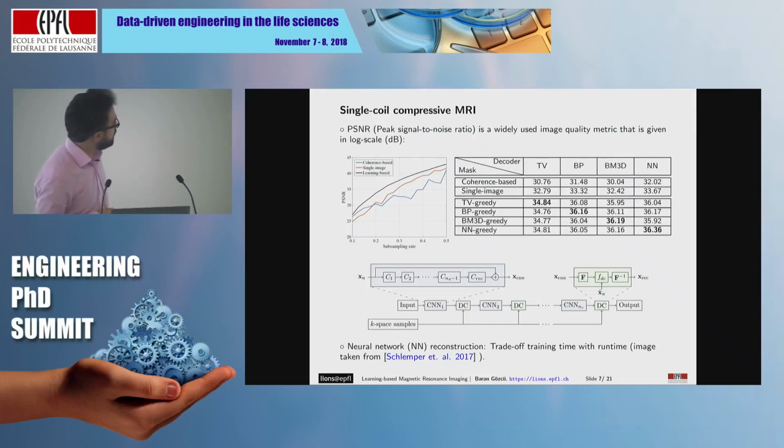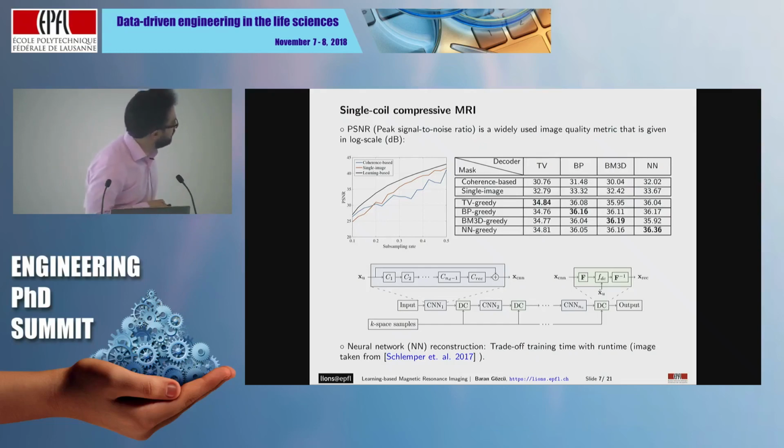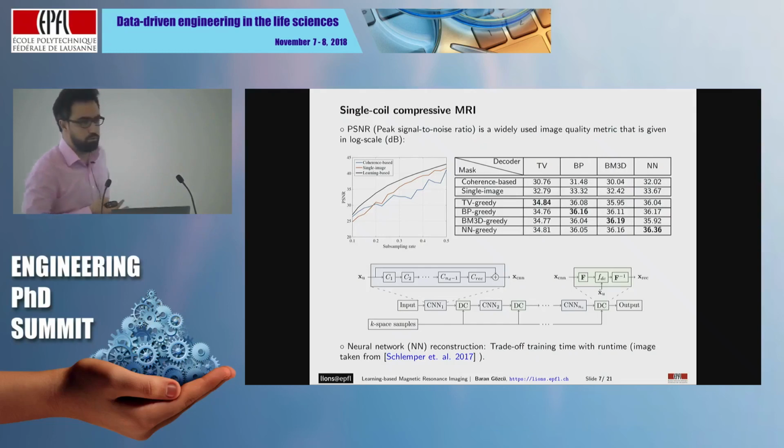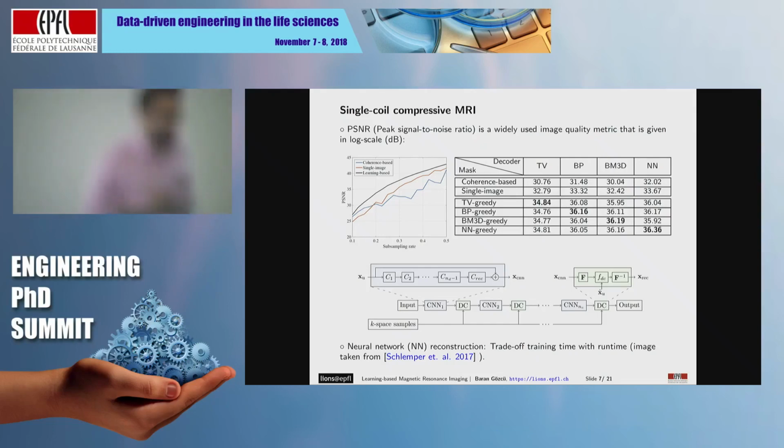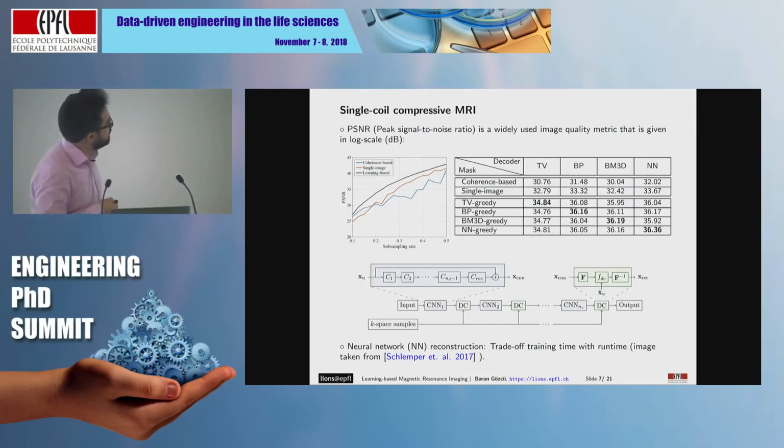And in this plot, I compare our approach, the learning-based scan performance, with the two model-based approaches, the red one and the blue one. And as you can see, with different subsampling rates, for example, at 0.2 subsampling rate, which means a 5 times faster scan, our method consistently gives a good image quality.